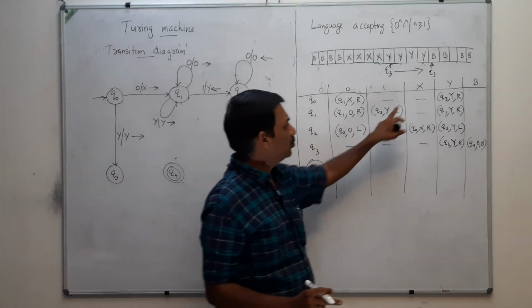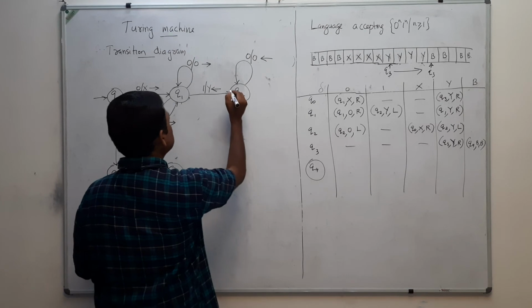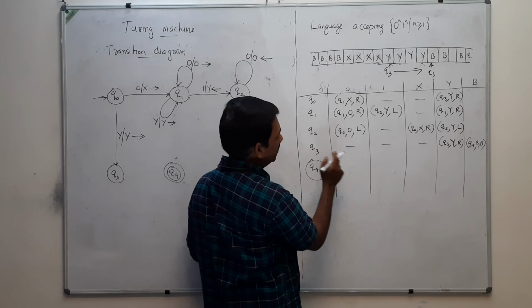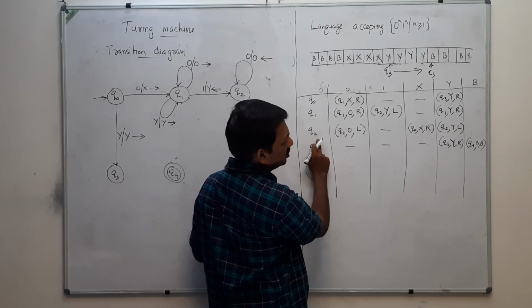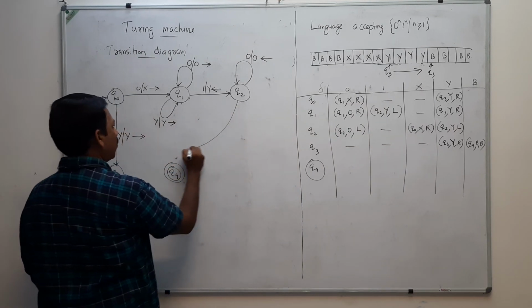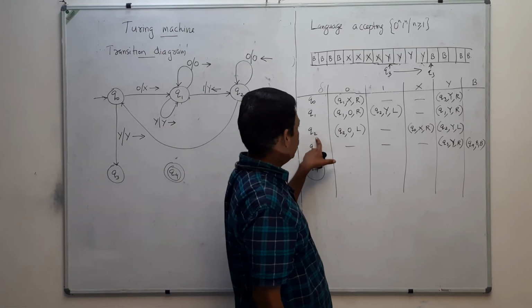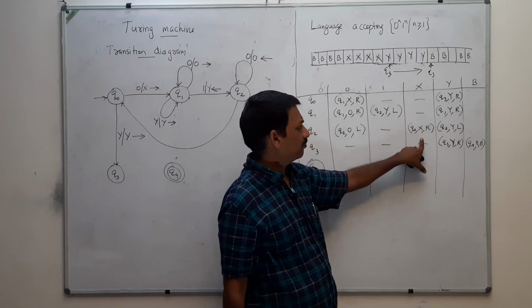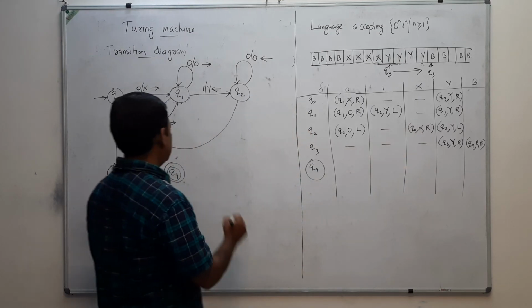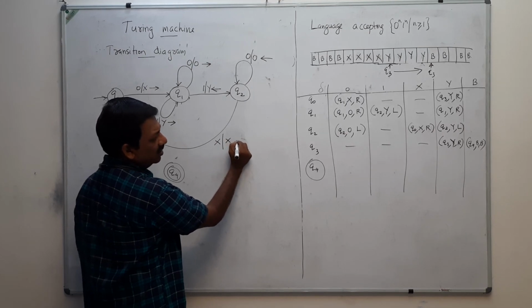Now, what about Q2 on x? In Q2, x means it will switch to Q0. That means if in state Q2 the next input symbol is x, it will switch to Q0. That means Q2 upon receiving x, it is not replacing that, it is replacing x by x, and moving right.